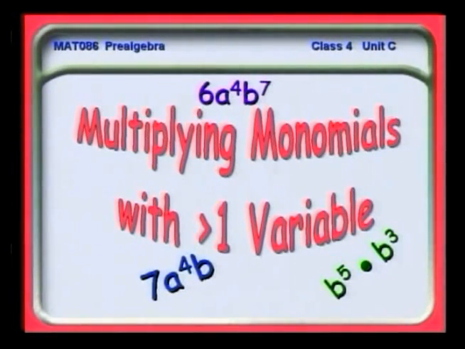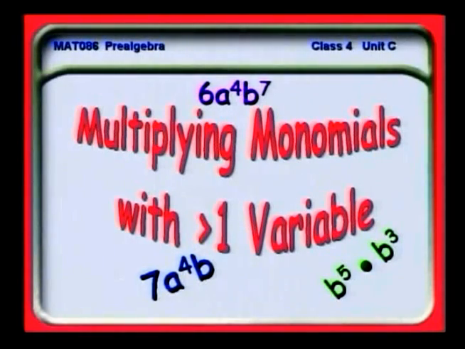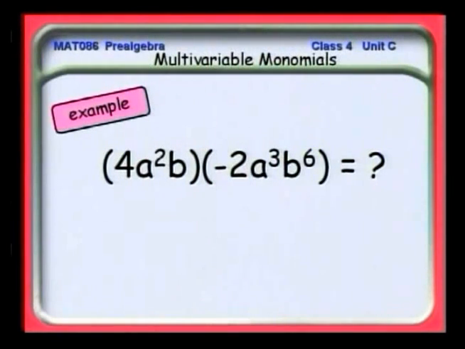Let's go one step more complicated and look at multiplying monomials with more than one variable. So here, in this case, we have added a b term in addition to the a term. And as your imagination might tell you, we can then separate them into the coefficients, the numbers, a's and b's. Let's see how we would do this.